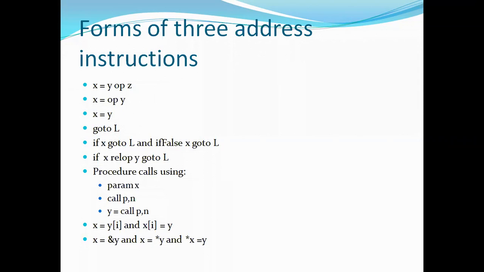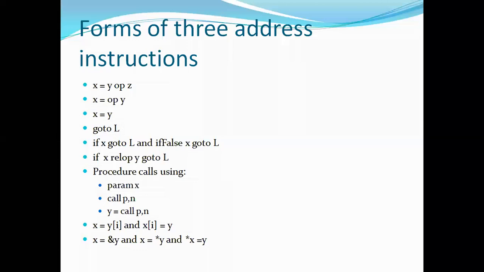And there are relational operations between the lines of the code, then I need to use if x rel y go to L, like that. If my program consists of any procedural calls, then I need to use param x, call p comma n, and y is equal to call p comma n, like that.